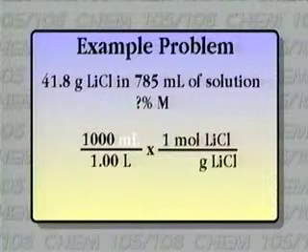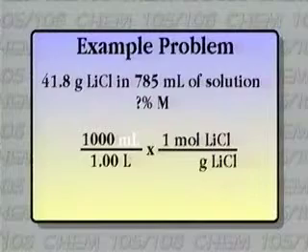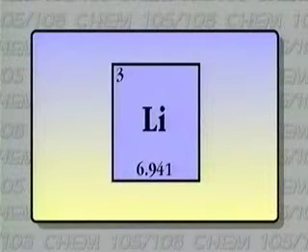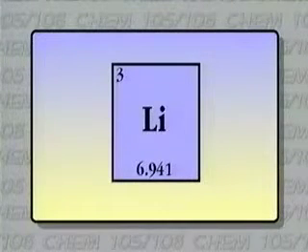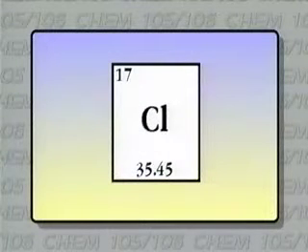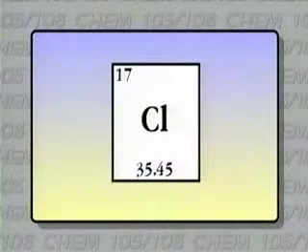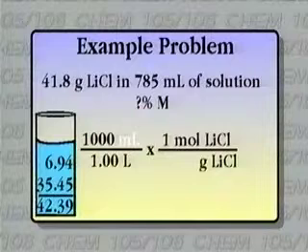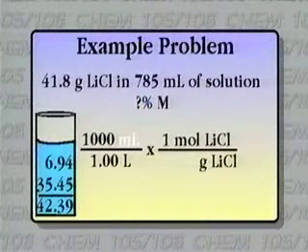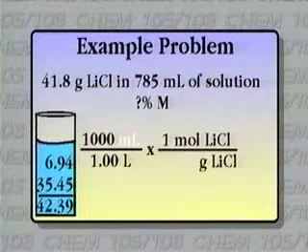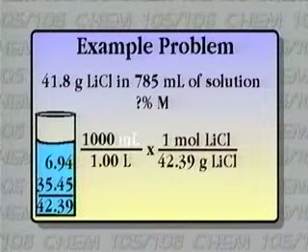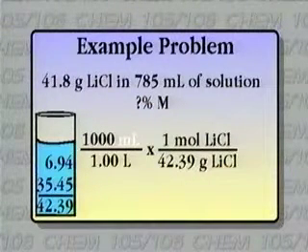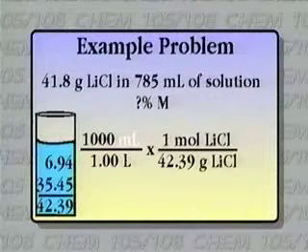And so we would refer to the periodic table, or the table at the back of the book, and we would look for lithium, and we find lithium to be 6.94, and we look for chlorine and we find it to be 35.45, using 2 places after the decimal. And so we have a mass of 42.39 grams of lithium chloride, and we now have moles over liters, and those are the units that we want, so we should have the problem set up correctly.